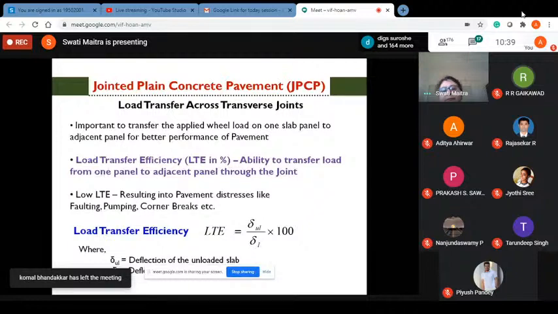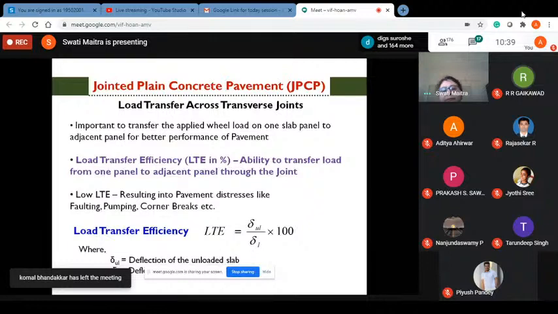And tie bar diameter varies from 12 millimeter to 20 millimeter. Length is 1 meter to 1.5 meter, and spacing is 600 to 800 millimeter along the longitudinal joint. So this is the standard we follow in India based on the range of thickness and loading conditions. But when we design it, you have to design the dowel bar as per the loading and subgrade condition. Okay.